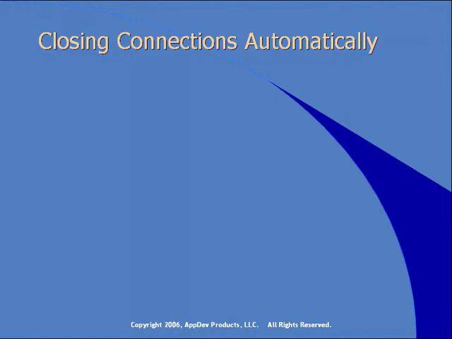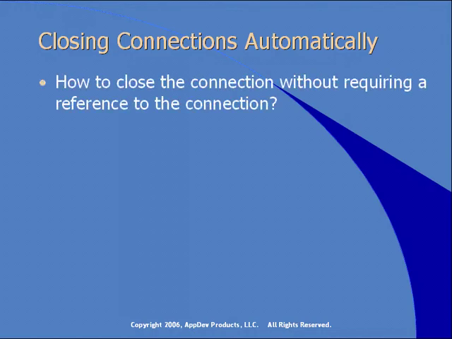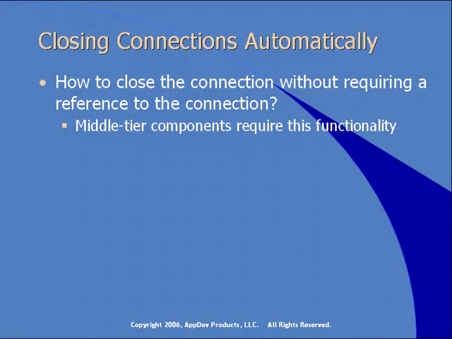Now here's a tricky question. How do you close the connection without requiring a reference to the connection? Imagine that you have a middle-tier component, a business object, which wants to hand out a data reader. It has code internally that opens the connection, sets up the command, returns the data reader back, and hands it off to some client-side code.